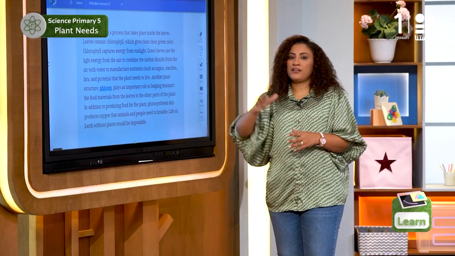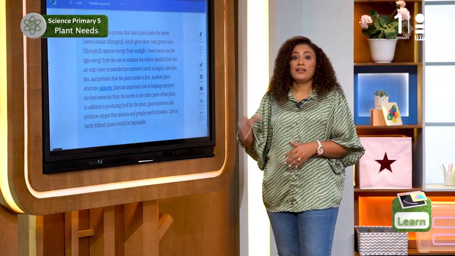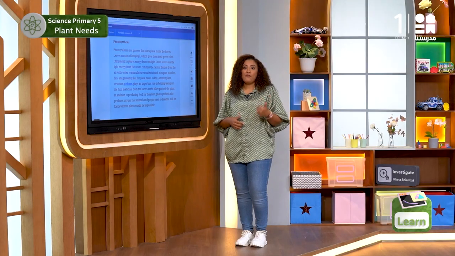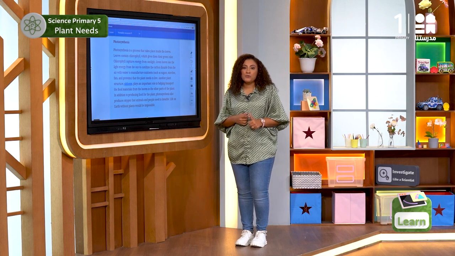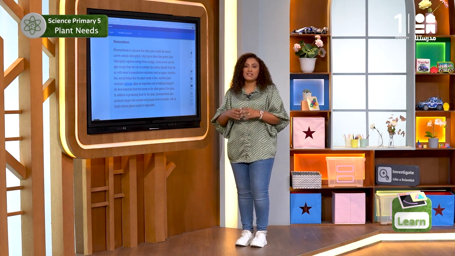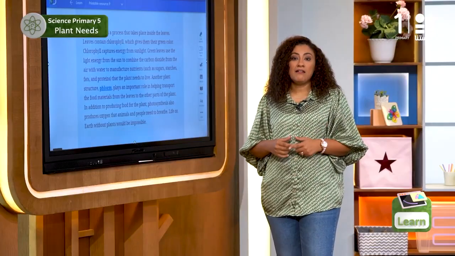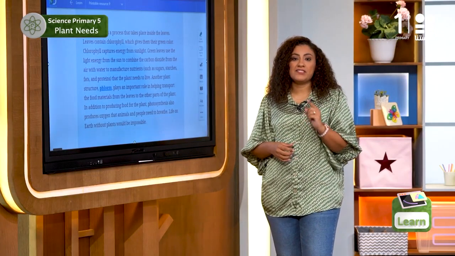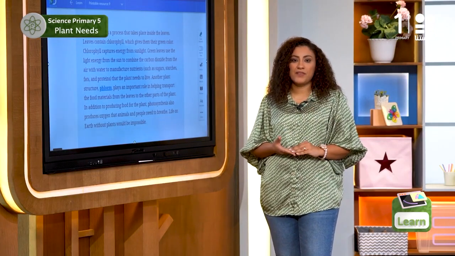Now, let's check it from the textbook. Can you identify the most important points? Firstly, photosynthesis. It's a process that takes place inside the leaves. Secondly, chlorophyll. It captures energy from sunlight and gives the leaf its green color.